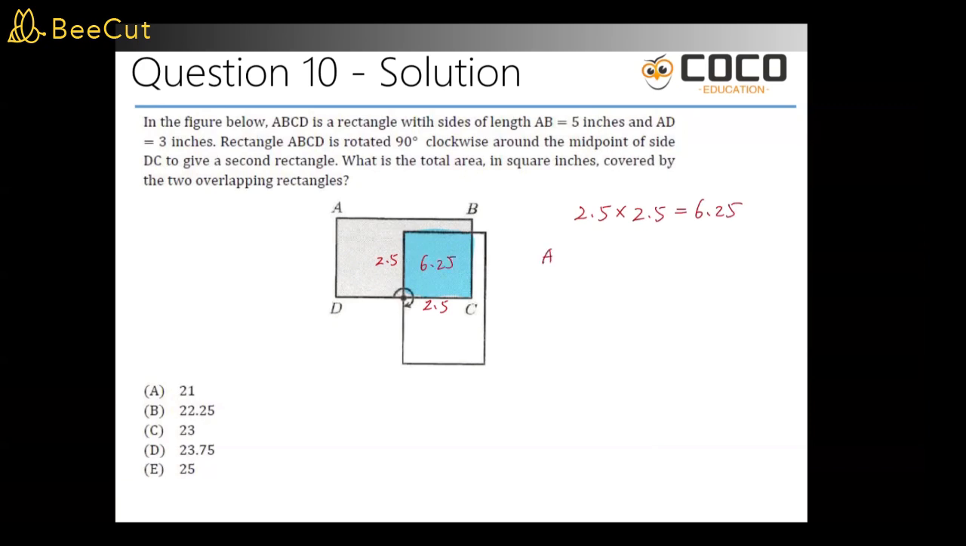Now, for the rectangle ABCD, we can find the total area. 5 times 3 equals 15. So to find the total area, we add the two rectangles together. Each of the rectangles is 15. So we have 15 times 2 minus the overlap. The overlap is added twice. So minus 6.25. The answer is 23.75. We choose option D.